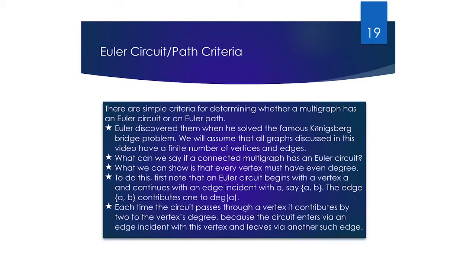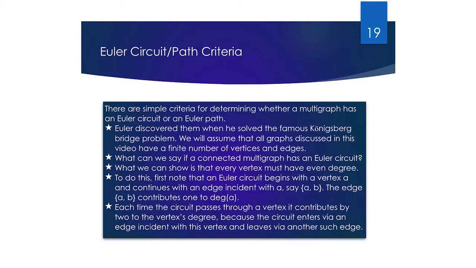Euler discovered them when he solved the famous Königsberg problem. We will assume that all graphs discussed in this video have a finite number of vertices and edges. What can we say if a connected multigraph has an Euler circuit? What we can show is that every vertex must have an even degree.